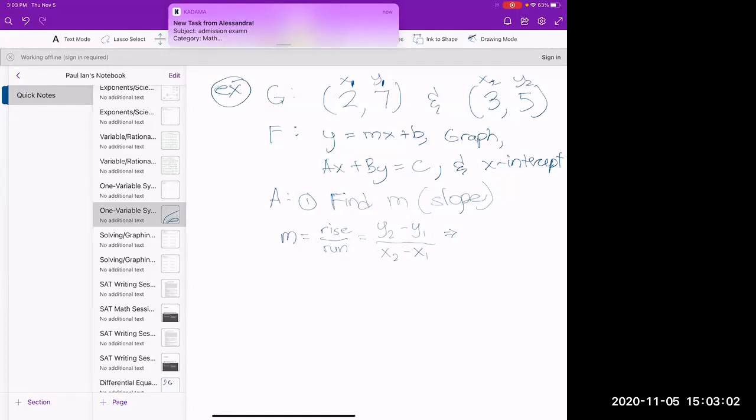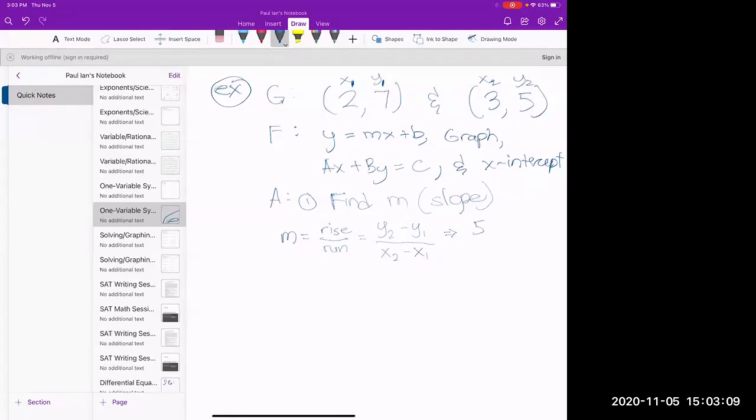Okay, so what is your y2? 5. Okay. And what is your y1? 3. y1? Oh, 7. Okay. So it's minus 7, right? Yeah. And then what is your x2? 3. And what is your x1? Negative 2. Minus 2, right?